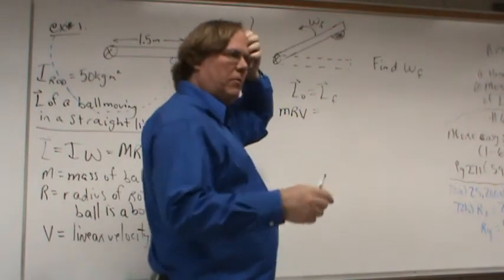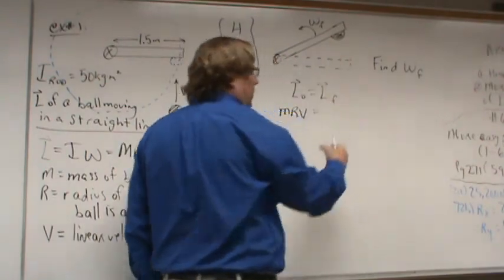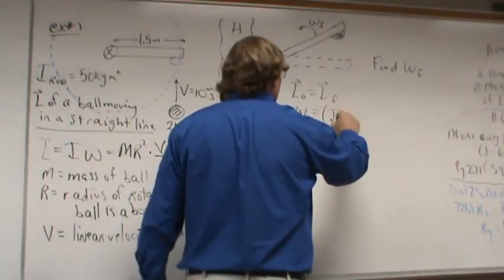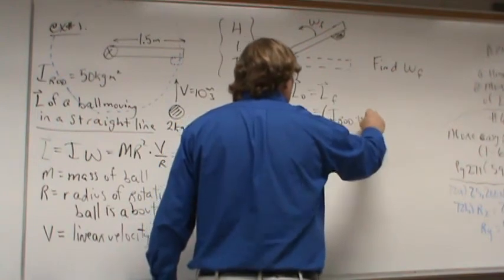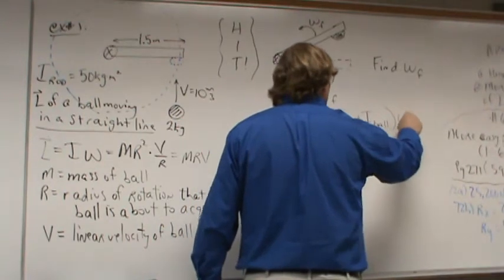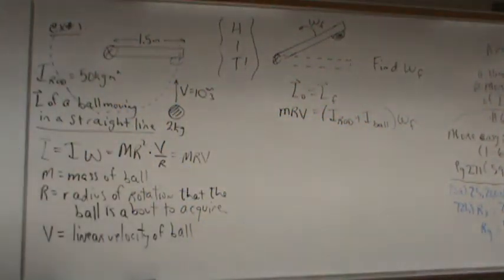So I get to do what Noel and I were talking about earlier when we were going over homework. I get to just add those two discrete inertias. So I'm going to have the inertia of the rod plus the inertia of the ball, multiplied by the final omega. Moment of inertia of the rod, moment of inertia of the ball.